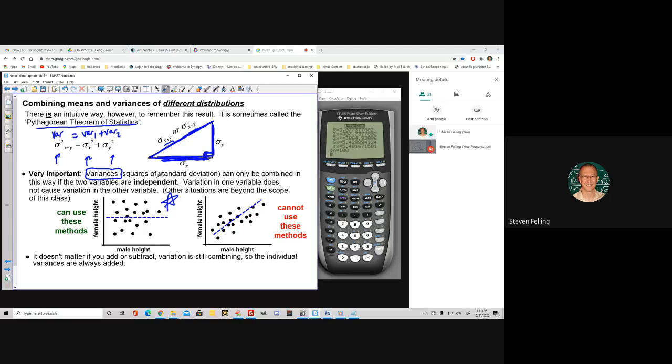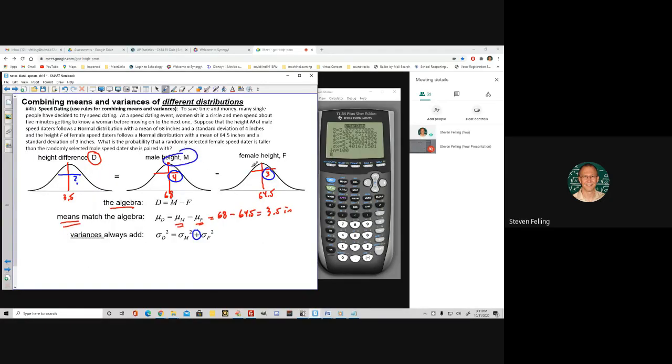And it doesn't matter if we're adding or subtracting these numbers, right? The fact that I have variation for males and I have variation for females, it doesn't matter that this is subtract. Every time I add more variation, I always get more total variation, right? So the variance for the difference is equal to the variance for the men plus the variance for the females, which in this case, the variance is the standard deviation squared, right? So 4 squared, 3 squared for the females. And that means the standard deviation is the square root of the sum of those squares, the hypotenuse length, which turns out to be 5 inches, right?